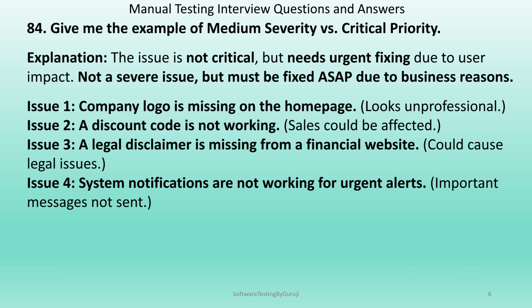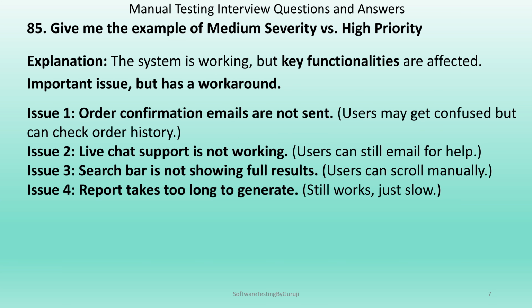Let's move to another question. The next question is: give me the example of medium severity versus high priority. Explanation: the system is working but key functionalities are affected. An important issue but it has a workaround. Let's see some examples for it.